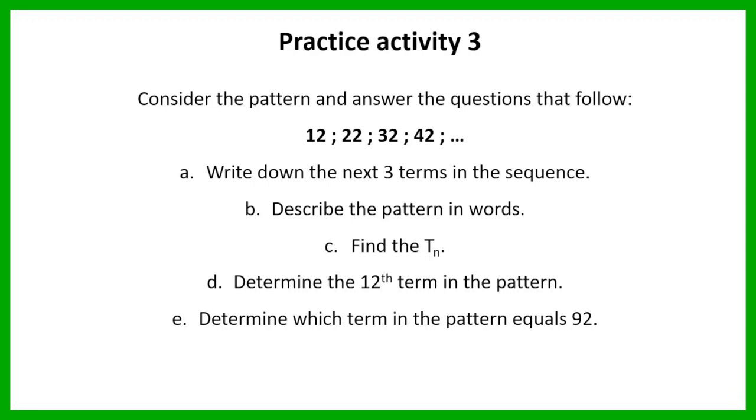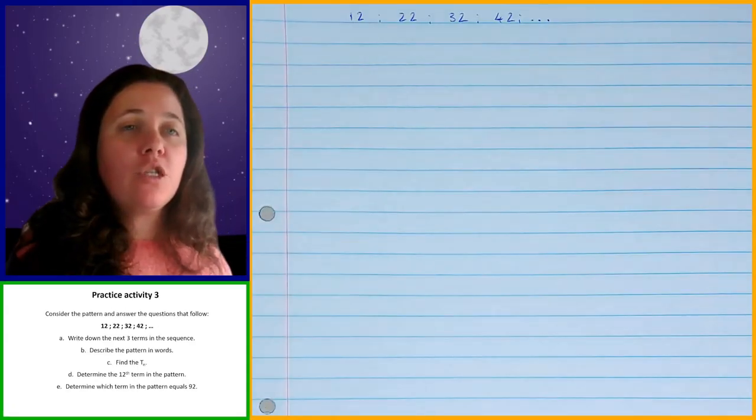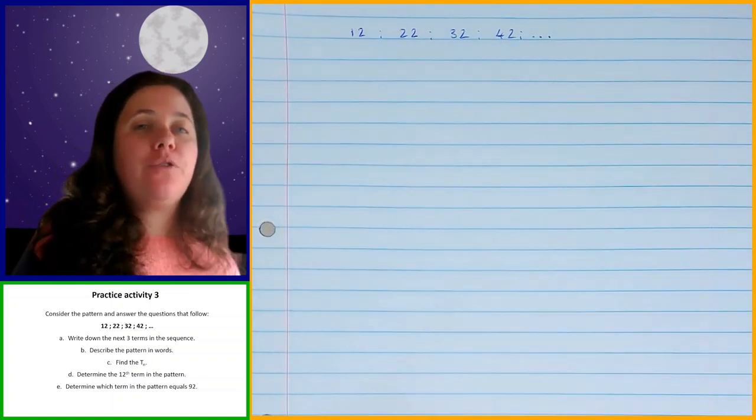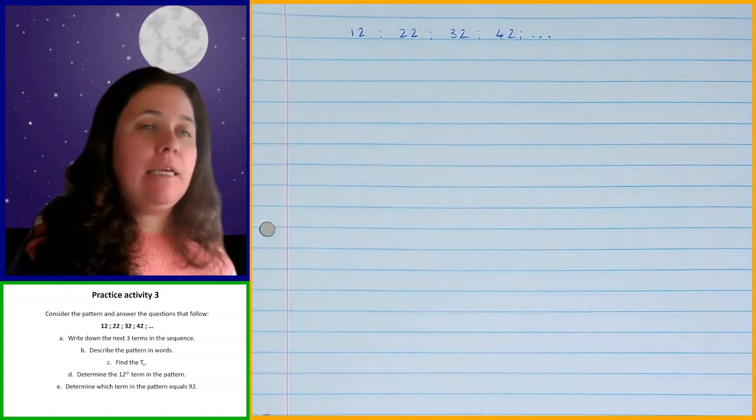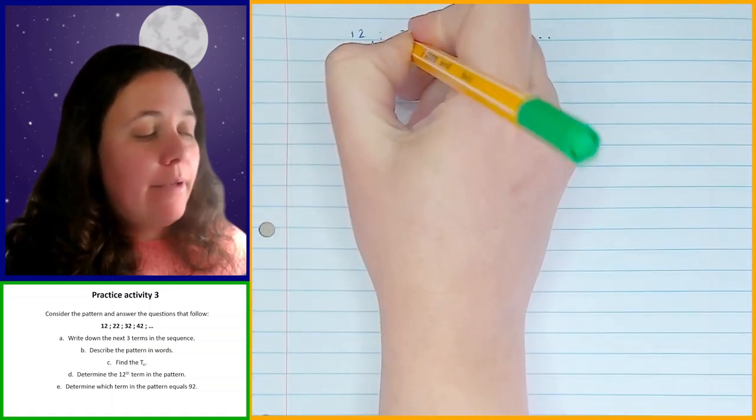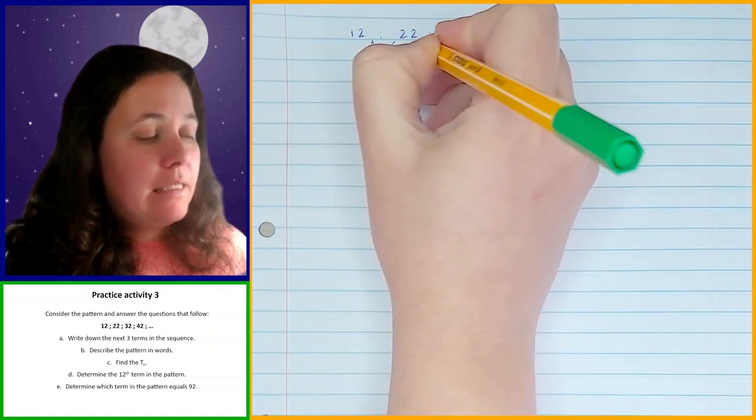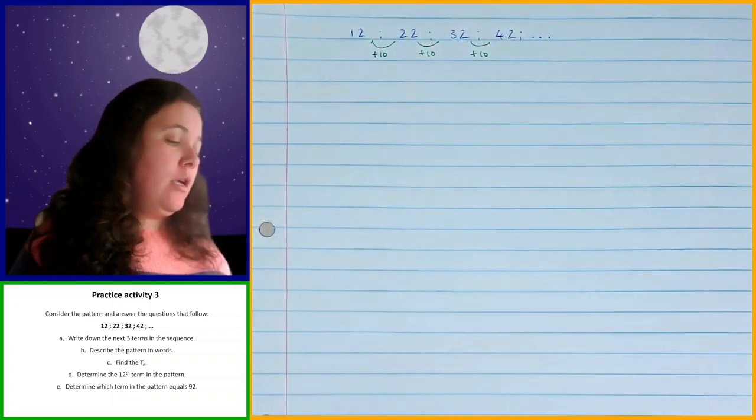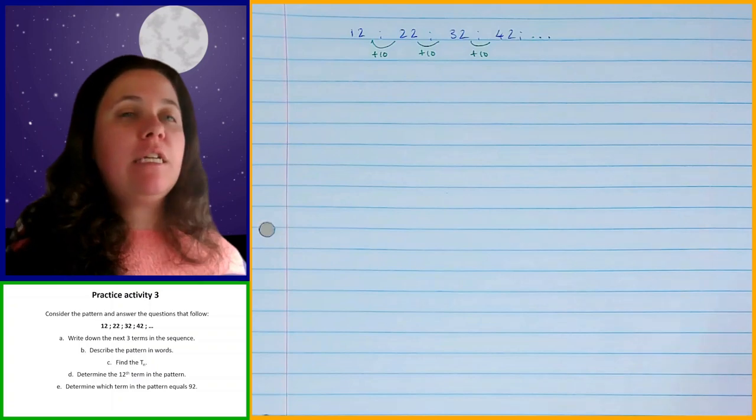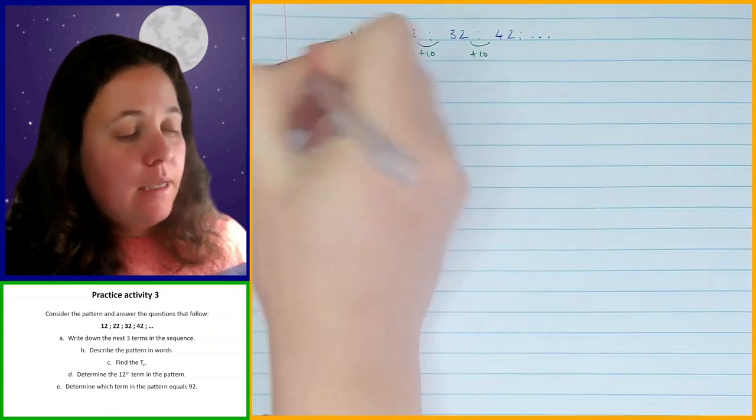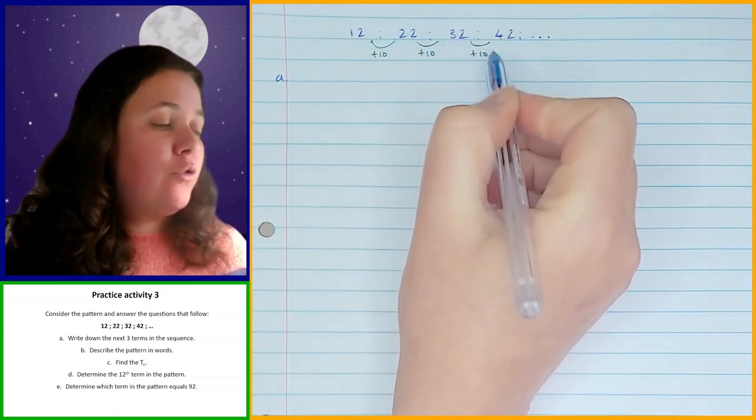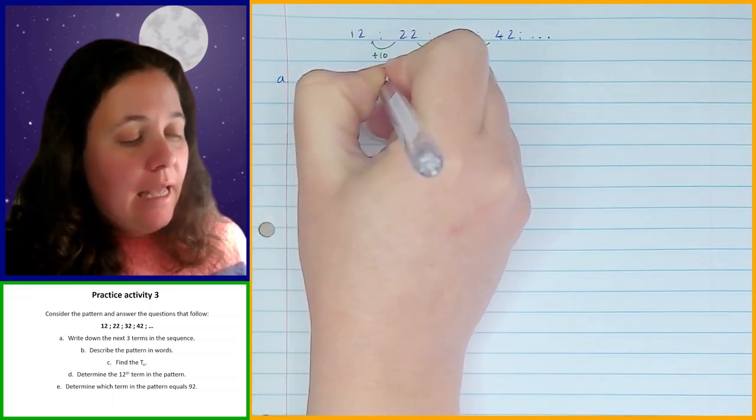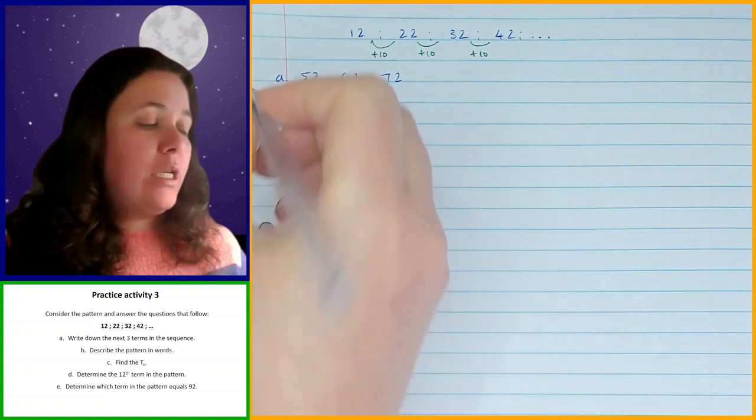Okay, so let's go through that example. In this example, we've got the pattern 12, 22, 32, 42. The first thing we're going to do is look and see what the common difference is. Every time I'm adding 10. For question A, nice and easy, we just need to write down the next three terms. So 12, 22, 32, 42 plus 10 is going to be 52, then 62, and 72. So that's what you should have got for question A.